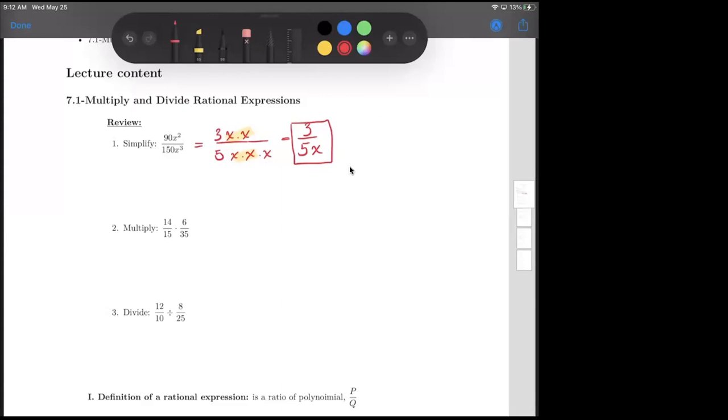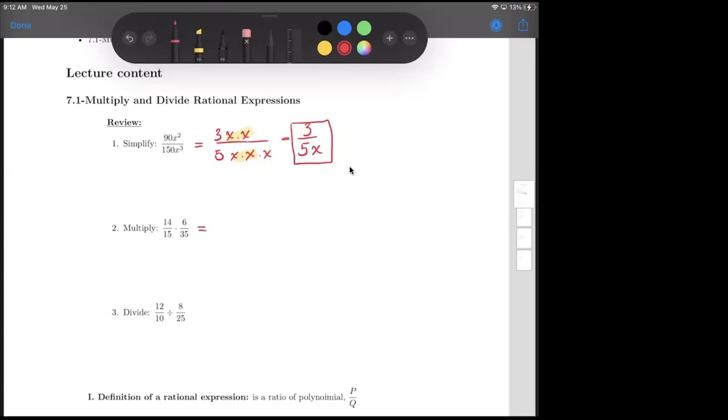For me, now what you can do is you can multiply across, right? 14 times 6, and then in the bottom 15 times 35, and then you simplify. But for me, it's easier to simplify with the smaller number. So for me, if it was me, I'll do like this.